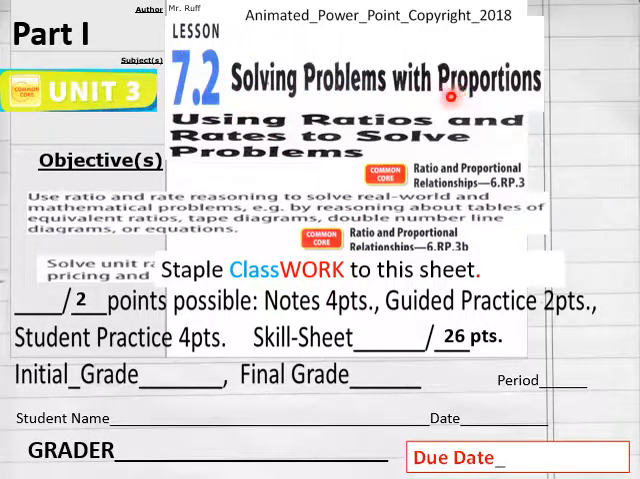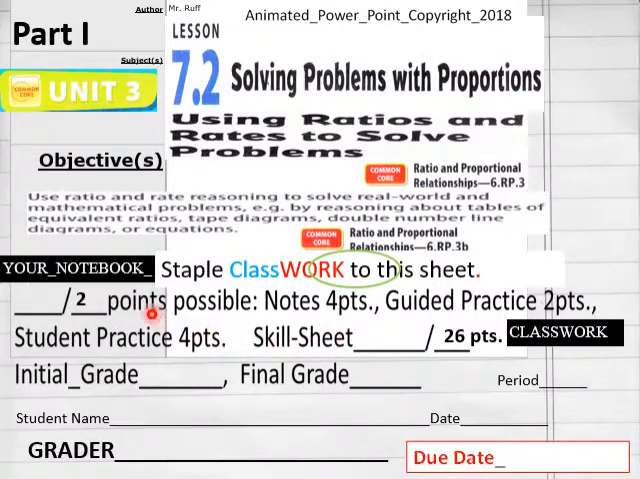7.2, solving problems with proportions, using ratios and rates to solve problems. We have a 26-point skill sheet today for classwork, and then 2 points for notebook taking.